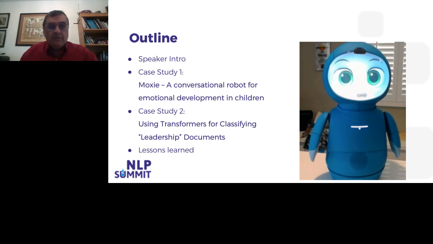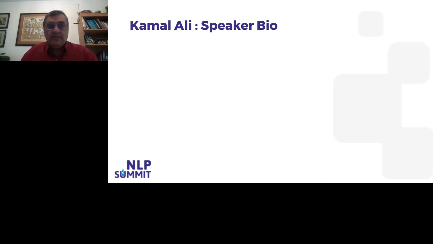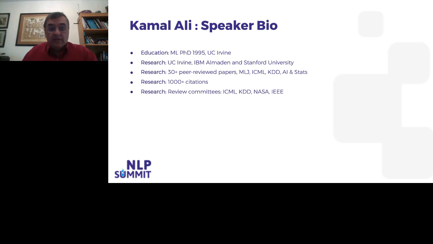So I've been in the machine learning space actually since 1987. I went to the first machine learning workshop, and I got my PhD in 95 from UC Irvine. My PhD was in ensemble classifiers, specifically relational ensemble classifiers. I've done research at UC Irvine, IBM Almaden Research Center, and Stanford University. I have over 30 peer-reviewed papers published in prestigious journals such as Machine Learning Journal, ICML, KDD, and AI Stats, and I have over 1,000 citations.